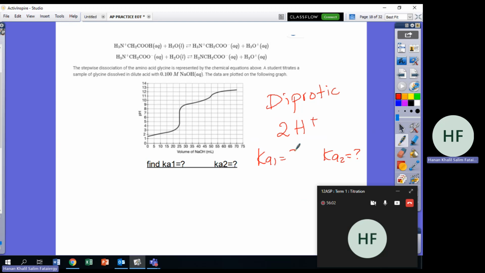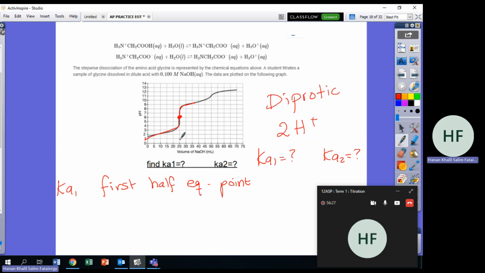How can I find Ka1, Ka2? Ka1 is found at the first half equivalence point. Okay, let's first go to this graph. I will do it in red. Okay, we will ignore this part. Now equivalence at the midpoint high. Okay, this is the first equivalence.